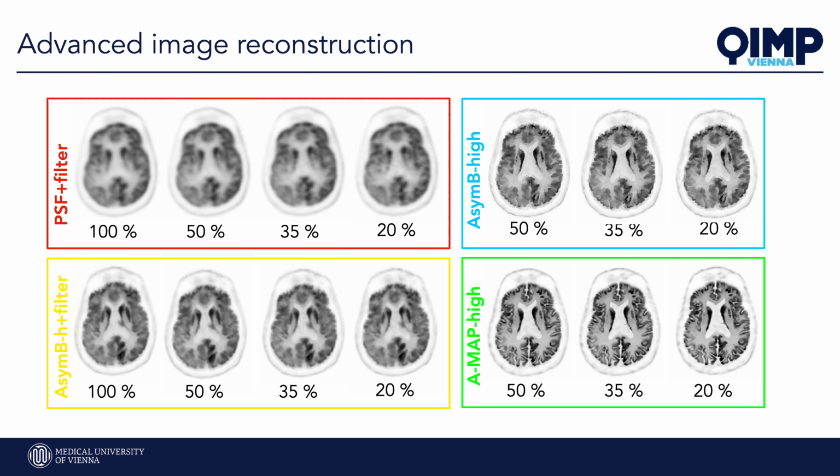So for the standard PSF filtered images, when we go down with the counts, it starts to become more noisy. However, when we use PET reconstructions with the MR information added to them, we can maintain the contrast and detail of the images even at really low count levels, like going down to 50 or 35% of the counts for the same images. And in this way, significantly reducing the effective dose received by the patient.